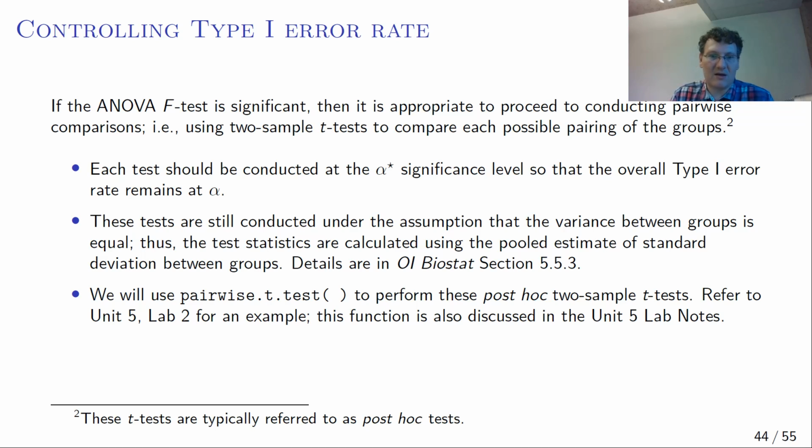These tests are done under the assumption that the variance between the groups is equal. So the test statistic is calculated using a pooled estimate of standard deviation rather than unpooled. This is a technical thing, and it's not so important we need to focus a lot of attention on, but just to know that the calculation of standard error that we looked at earlier was using unpooled variances. So for pooled variances, it's a slightly different calculation. At any rate, we'll be going through this and looking at different ways of doing these post hoc tests in our lab.